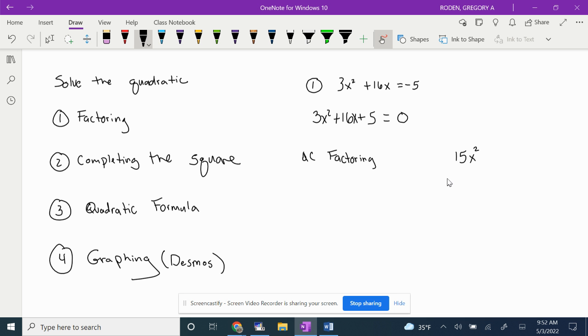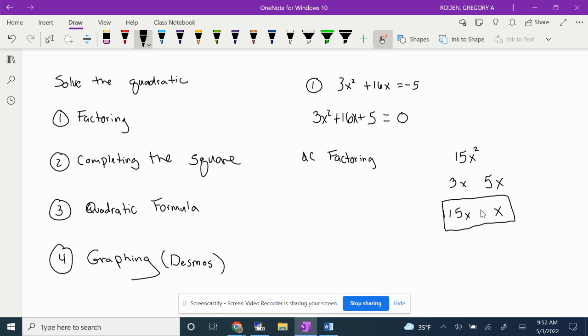So we could do, and let's just pretend we didn't know that, 3x and 5x, right? Those multiply to 15, but they do not add to 16, right? So is there another possibility we have? 15x and 1x, or just x, add up to 16x, and they multiply to 15. So this is the pair we're going to want to use.